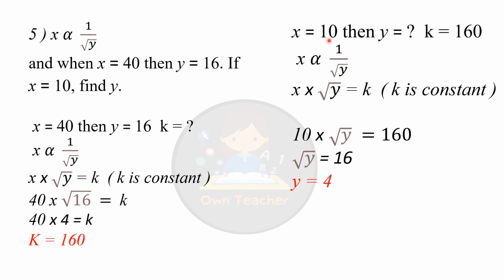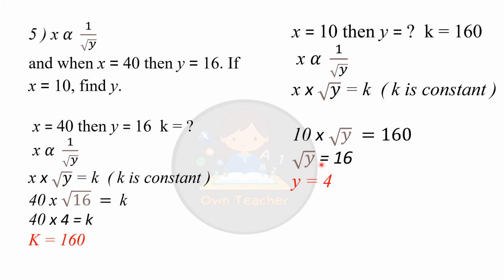X is equal to 10. Then what is the value of y? And we know the value of k is now 160. X is inversely proportional to square root y. X into square root y is equal to k. Now we will put the value. We know the value of x is 10 and value of k is 160. So 10 into square root y is equal to 160.